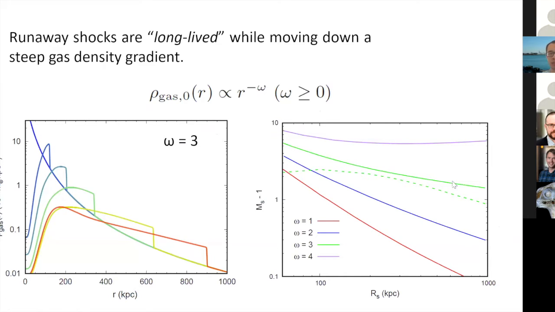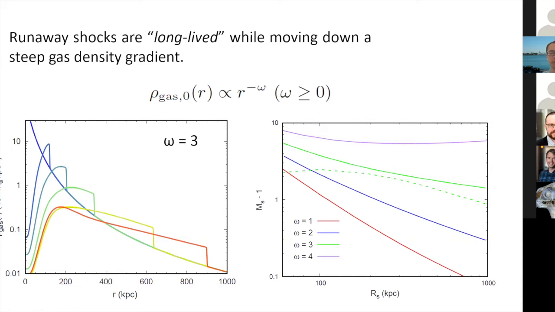Here, we used simple 1D simulations to illustrate this point, where we assume the initial gas density profile of the atmosphere follows a power law where omega is the index. The curves in this right panel show you the evolution of the shock strengths when the shocks propagate in atmospheres with different omega. You can see generally when omega is larger than roughly 3, the shocks could maintain their strength over a large distance.